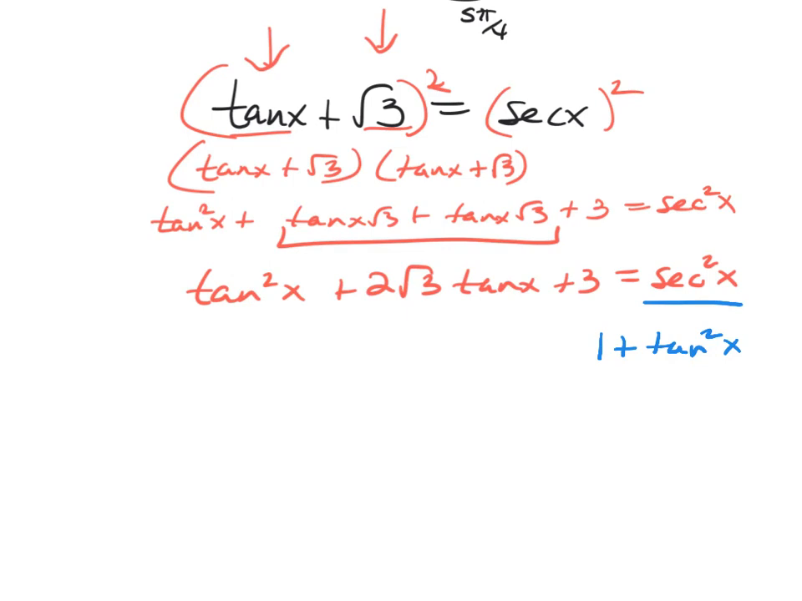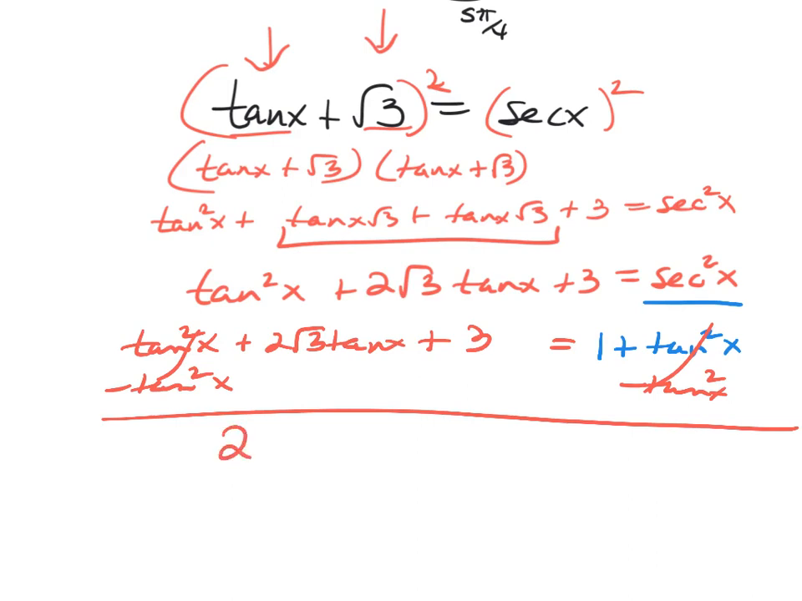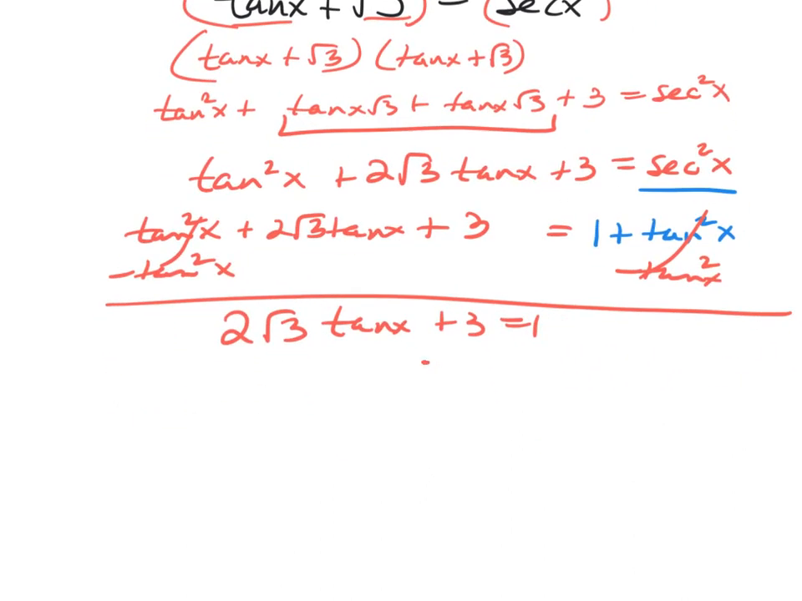I'm going to rewrite the other side. So tangent squared x plus 2 radical 3 tan x plus 3. I now need to try to get my x's on one side and my numbers, everything else on the other side. So when I go to try to get my tan squared x's together, notice that they're going to cancel. So then I have 2 root 3 tangent x plus 3 equals 1. I'm going to move the 3 over.